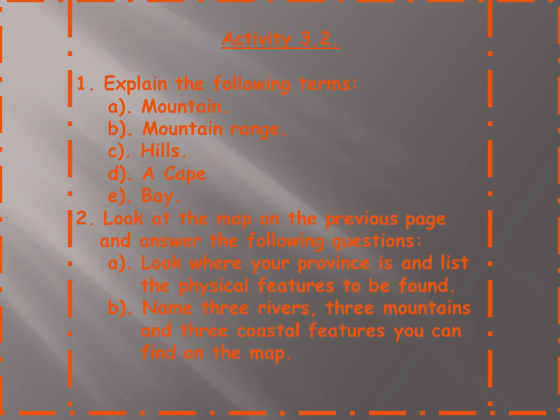Look at the map on the previous page and answer the following questions. You must look in which province you live and see if there is any physical feature in that province. And then, when you look at the whole map, you must name 3 rivers, 3 mountains, and 3 coastal features you can find on that map.